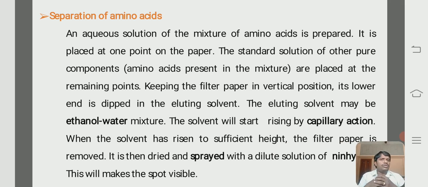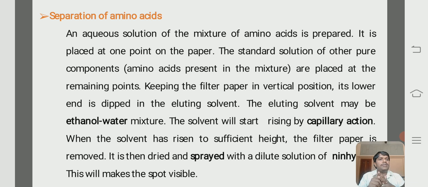Coming to one more important application of paper chromatography, the separation of amino acids. This is important. In this method of separation of amino acids, an aqueous solution of a mixture of amino acids is prepared. Amino acids are dissolved in a suitable solvent so that the mixture is prepared. It is placed at one point on the paper. The standard solutions of other pure amino acids present in that mixture are placed at the remaining points.